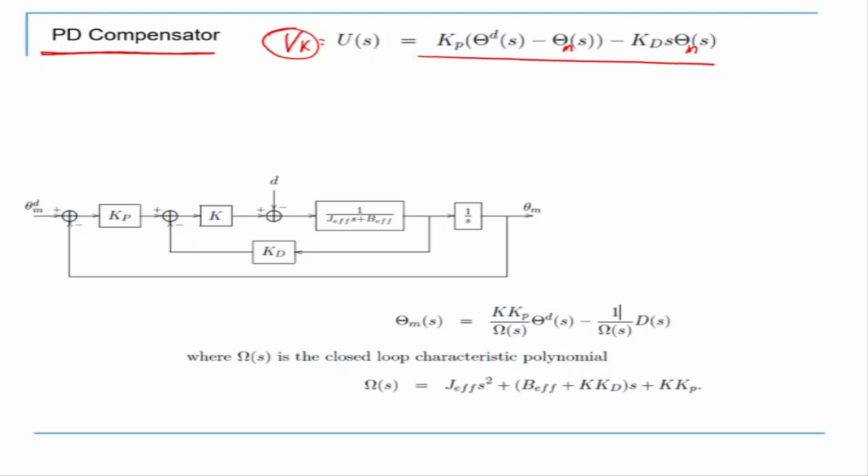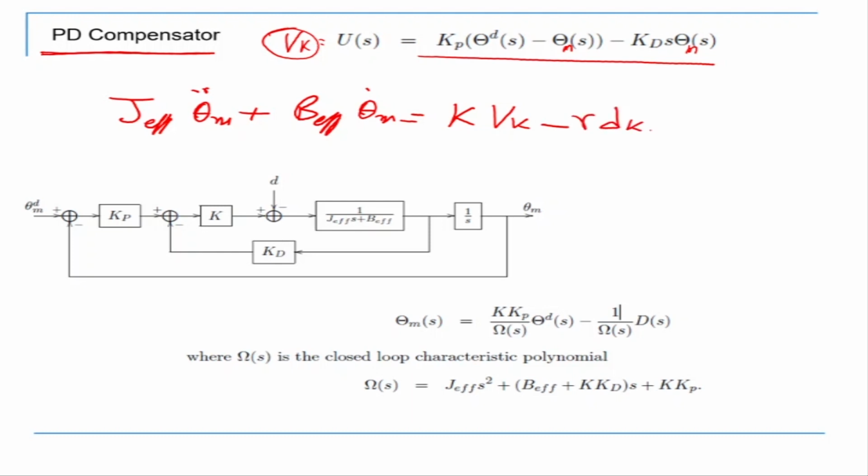What was the equation that we wrote? And we put it inside that one. My equation was J effective into theta m double dot plus B effective into theta m dot would be equal to K into Vk. In this case it is Vk plus minus R into dk. Now if it's a reducing gearbox or an increasing gearbox, it can be R into dk or dk by R.